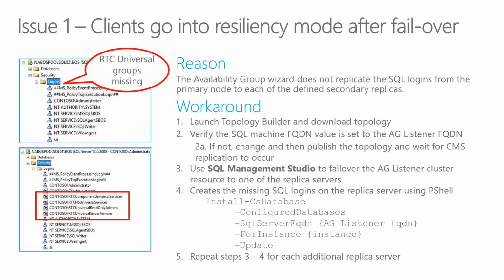3. Use SQL Management Studio to failover the availability group listener cluster resource to one of the replica servers. 4. Create the missing SQL logins on the replica using the PowerShell Install-CsDatabase command as shown on the screen. Repeat steps 3 and 4 for each additional replica server.